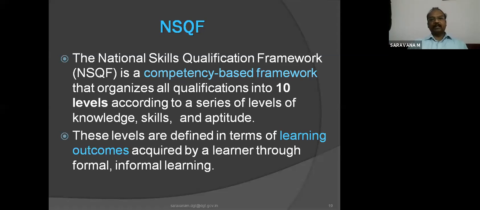And these levels are defined in terms of learning outcomes. See, now a very important and interesting term is coming: learning outcome. In Bloom's taxonomy also, every domain has a learning outcome. And for a learning outcome, we have to write a statement, that is the performance statement. When we write the performance statement, we have to start with measurable and achievable terms, that is an action verb.